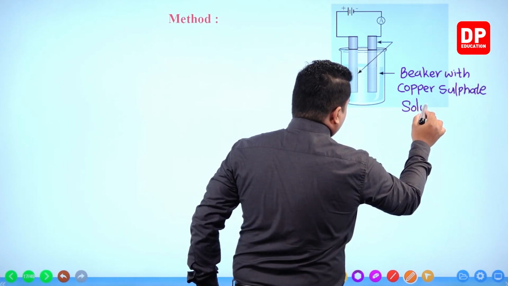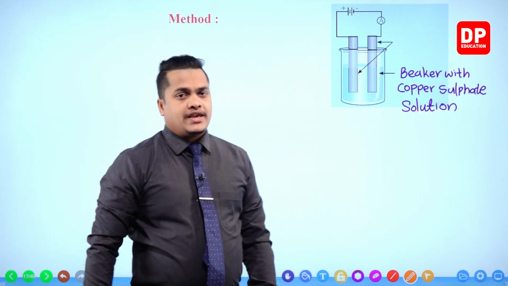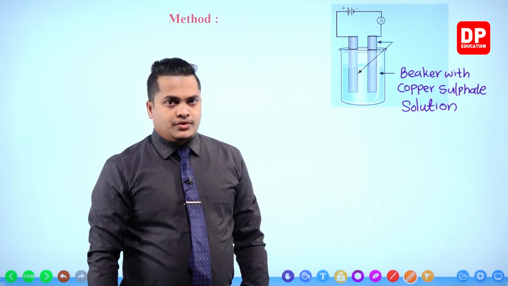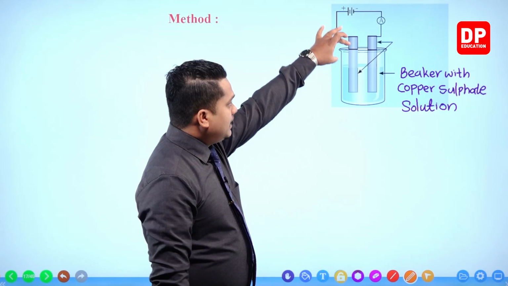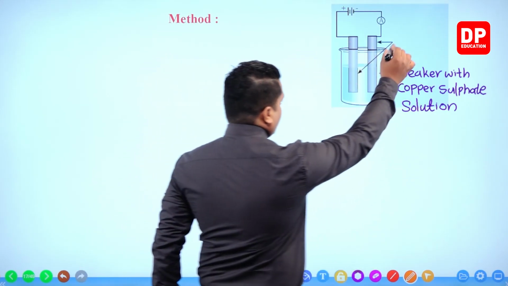Solution. So this is the beaker with copper sulfate solution. You have to take that beaker and pour some copper sulfate solution into it. Then what you have to do? Like this way, you have to dip the two carbon rods. So these are the carbon rods.